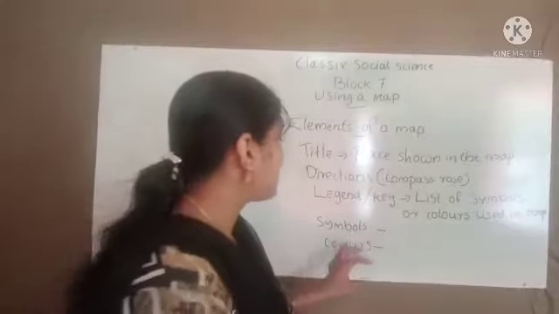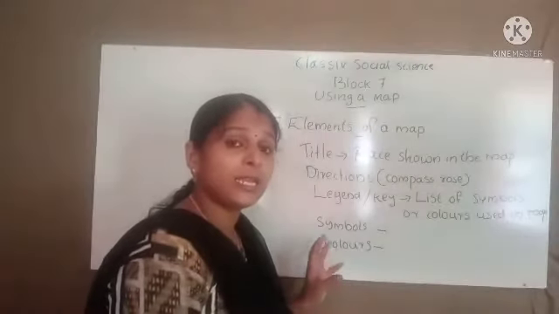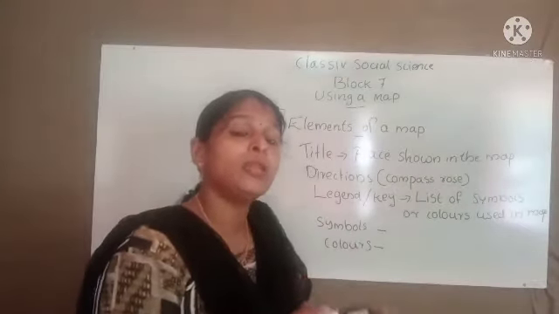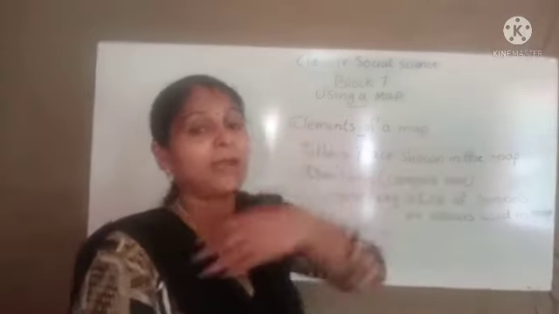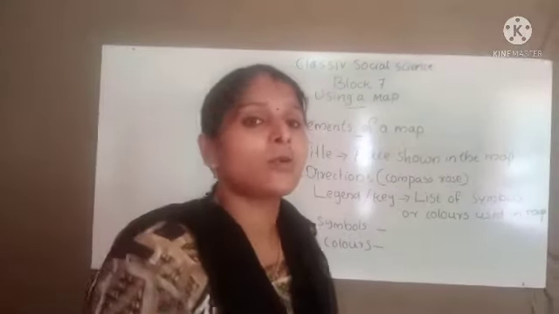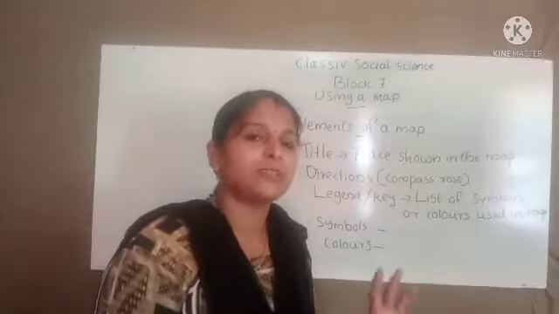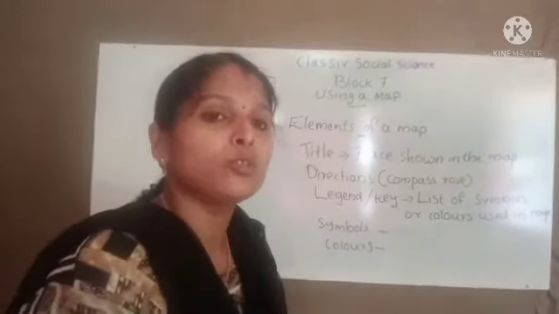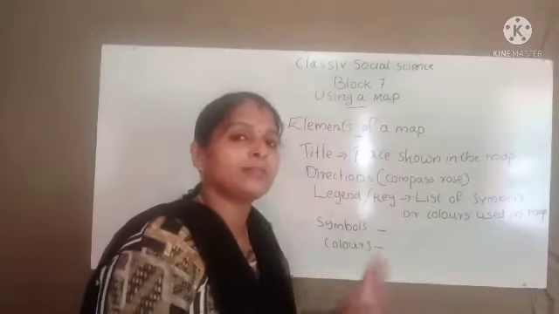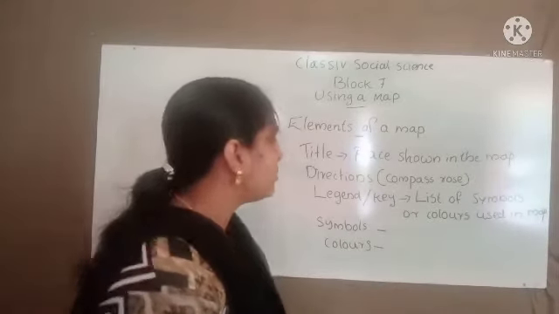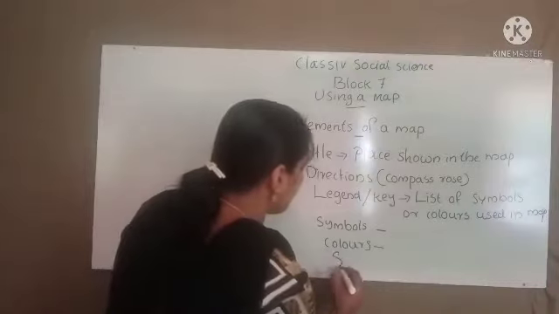So the symbols and colors help us to read the map easily. They reduce the text on the map and help us to read the map easily. Symbols and colors are very useful elements to make a map. The next one is scale. What is scale?